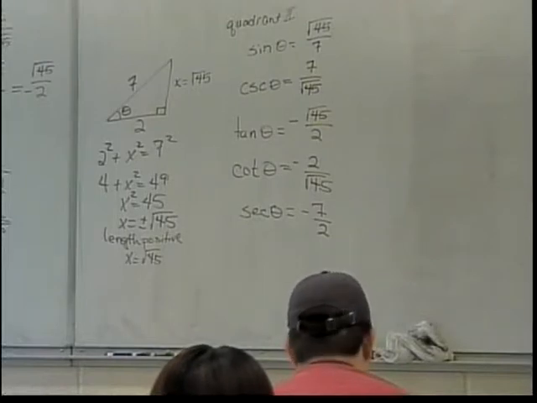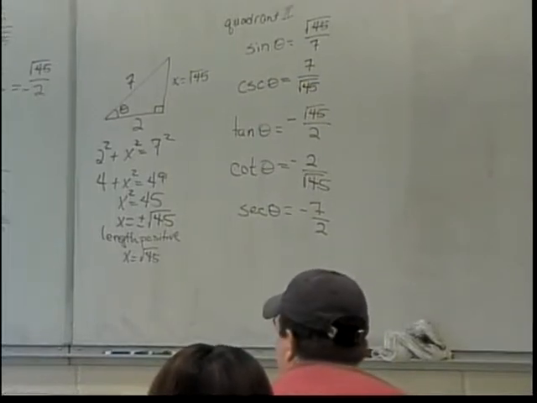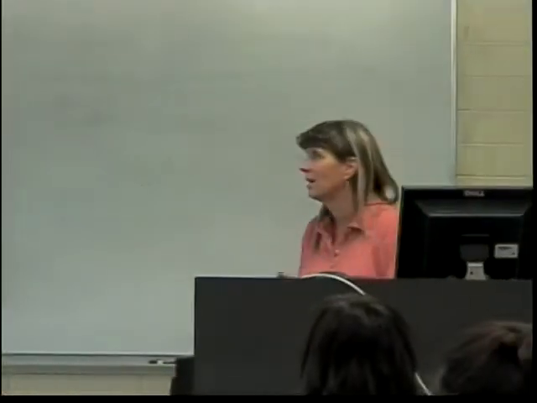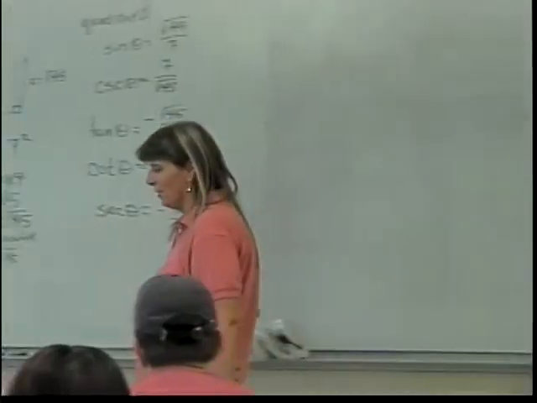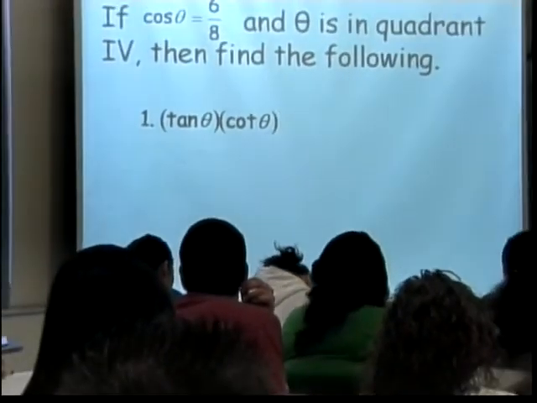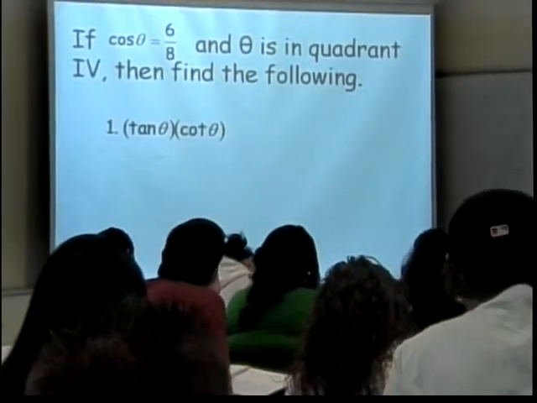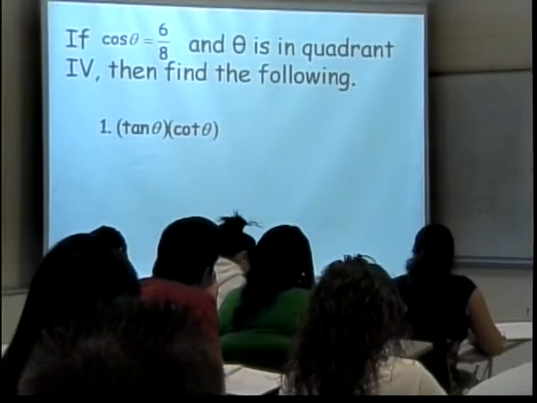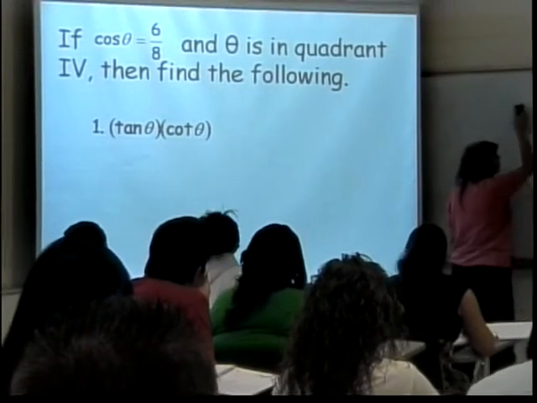We just did something like this, and we won't do this one again. Oh, no, we will. I have a question for you, now that I remember what this problem is. This is a big problem. If the cosine of theta is 6/8, and theta is in quadrant 4, what is tangent of theta times the cotangent of theta?